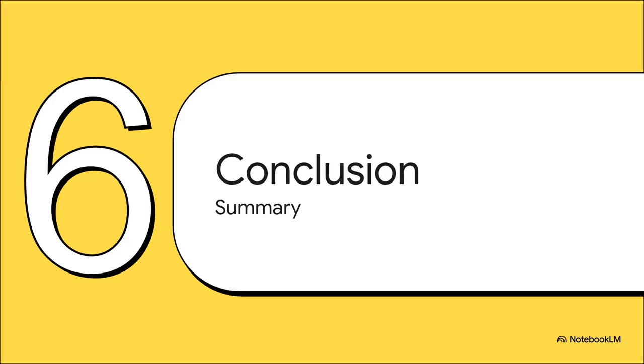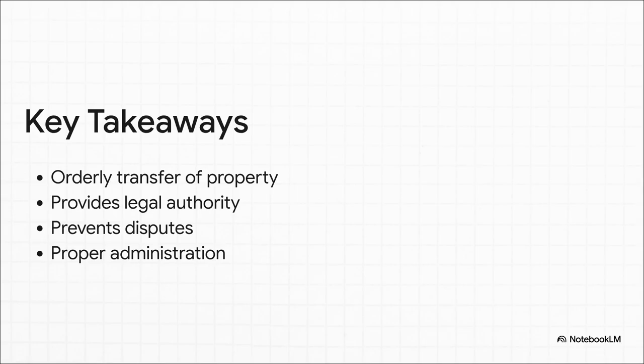Finally, Section 6. Conclusion. Succession certificate, probate, and letters of administration are essential legal tools to ensure orderly transfer of property after death. They provide legal authority, prevent disputes, and ensure proper administration of the estate. Instruct yourselves to pen down these exact final thoughts. You must bring your answer to a decisive academic close. Do not just stop writing, conclude your argument.